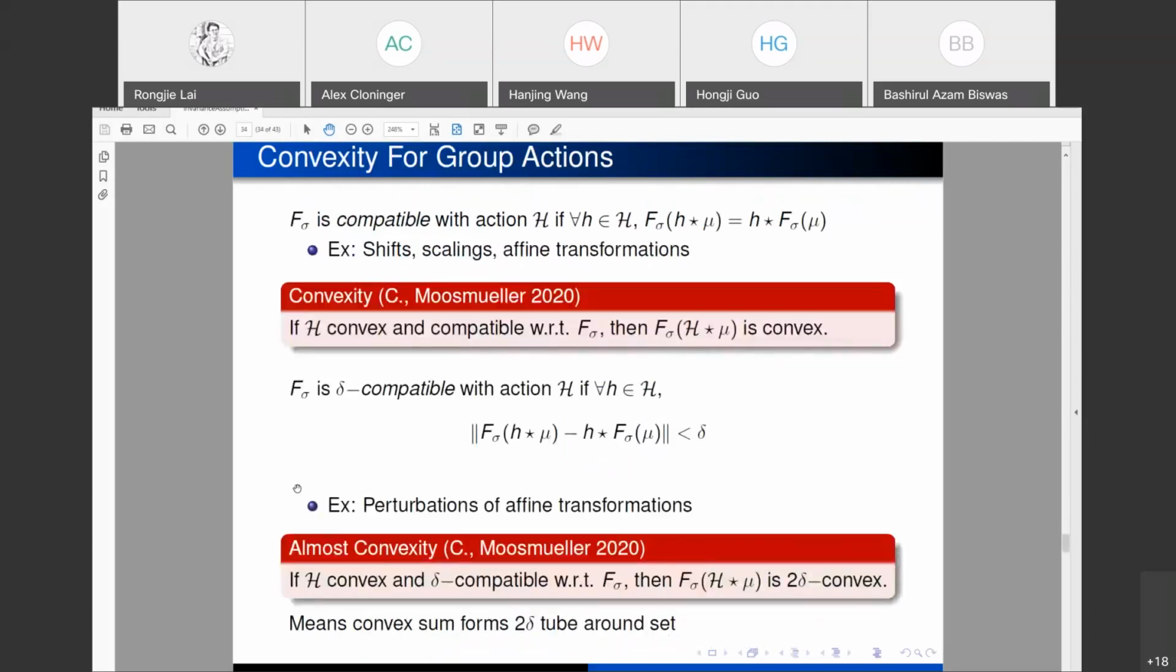Okay. So I want to talk about what a compatible transformation is. It's basically what I just said. I want to find a family of group actions that, if I were to apply it to mu and then build this LOT embedding, would be the same as building the LOT embedding and then doing the group action.